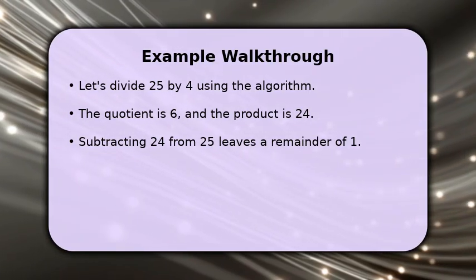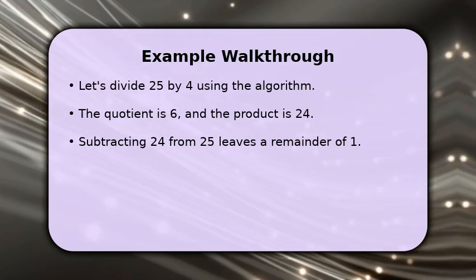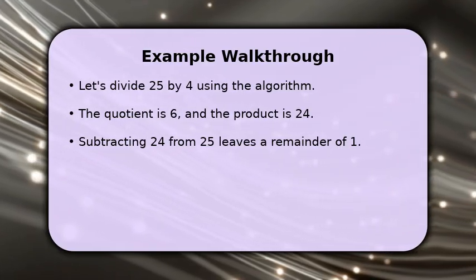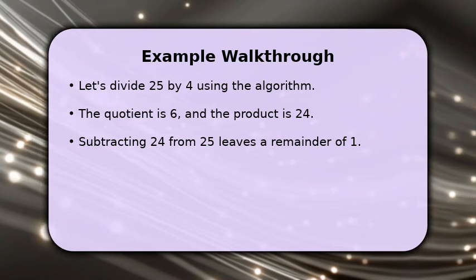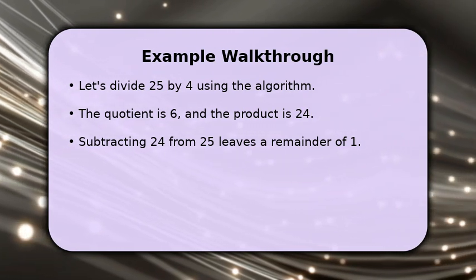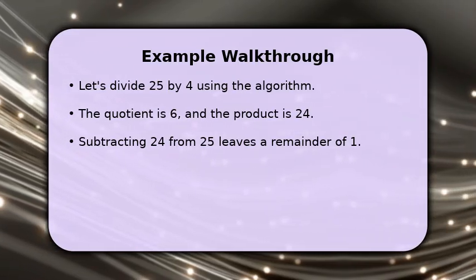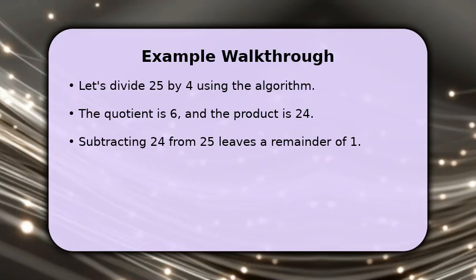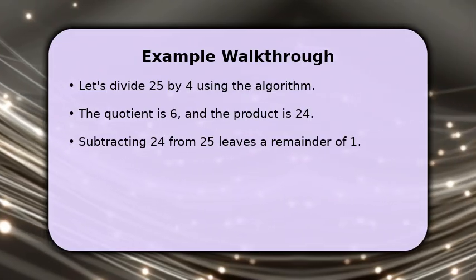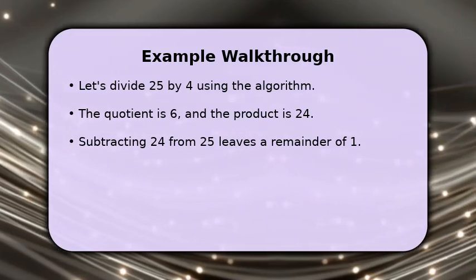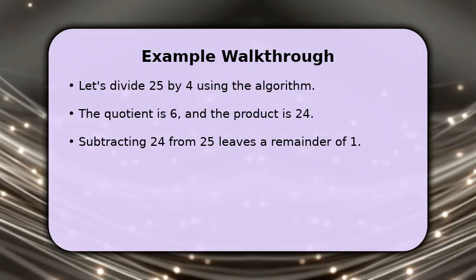Imagine we want to divide 25 by 4. Following the algorithm, the largest whole number quotient is 6, because 4 times 6 equals 24. When we subtract 24 from 25, we are left with a remainder of 1. So, we can express this as 25 equals 4 times 6 plus 1. This clearly demonstrates how the division algorithm works in practice.